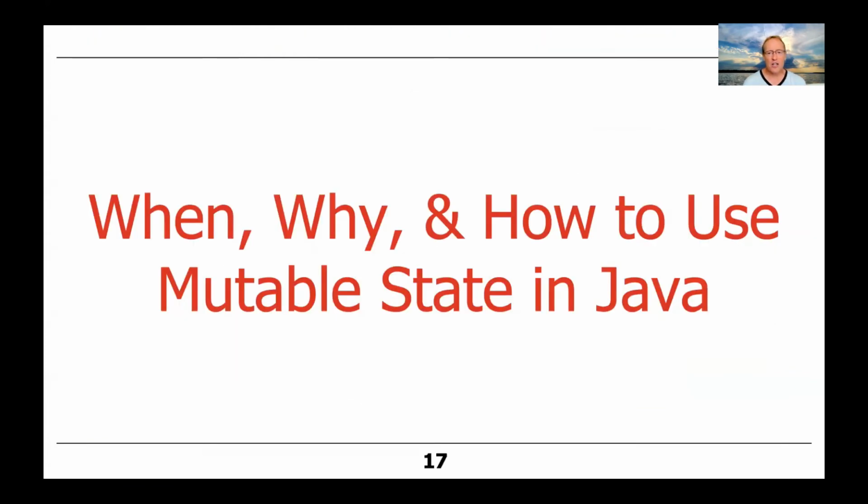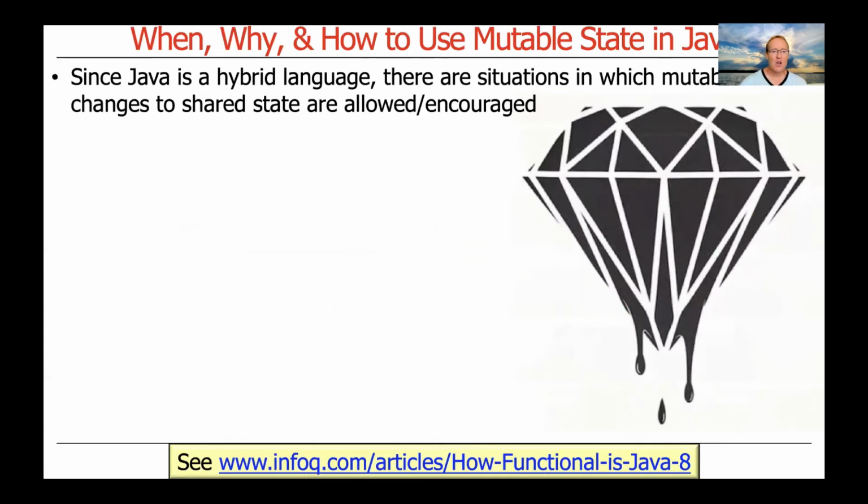Let's now transition and talk about when, why, and how to use mutable state in Java. So Java is a hybrid language. We've seen that before. It's got functional features. It's got object-oriented features.